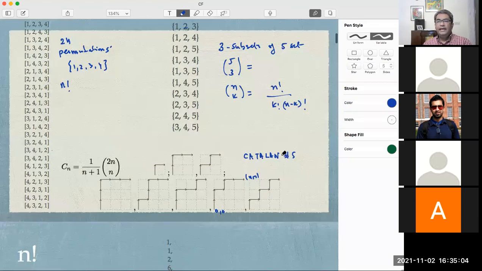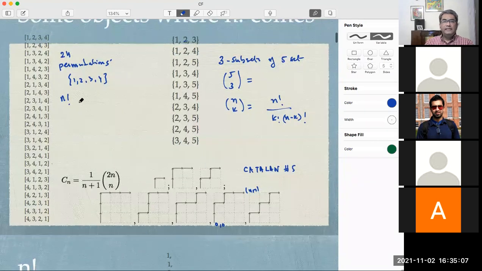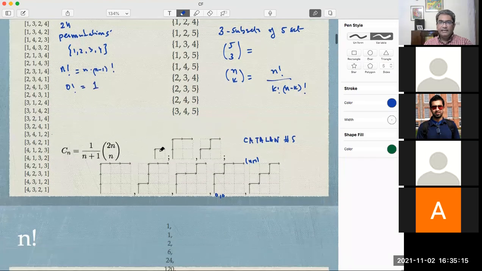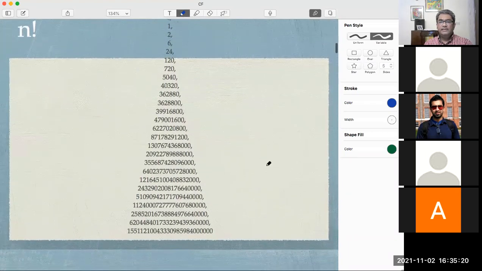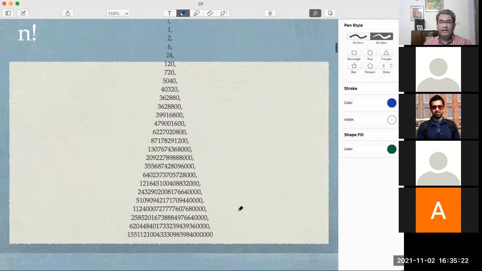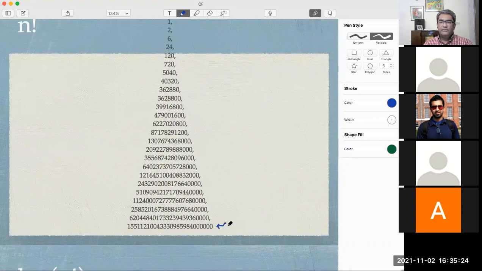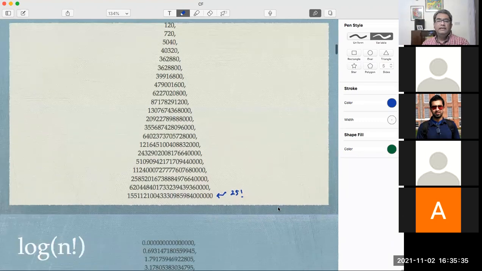And n factorial is n times (n minus 1) factorial, and 0 factorial is 1. So it's defined like this recursively, and it gets big very fast. So this is a list of n factorial. So this is 25 factorial. It's quite huge. Difficult to figure out how big these numbers are just by writing them down.